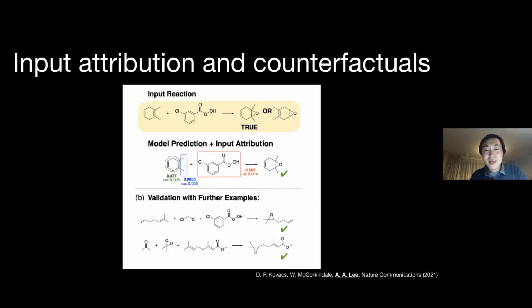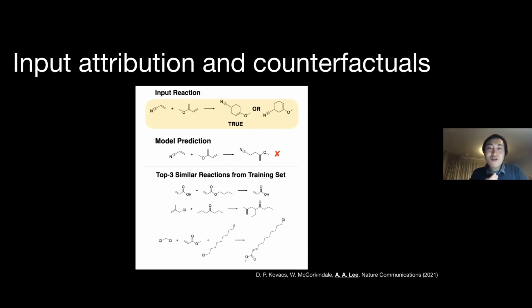We validated with further examples. We can construct fake artificial examples of selectivity between more or less substituted olefins, and we indeed show that the model does learn this electronic effect. If you think about data attribution, this is a Diels-Alder reaction. The model predicts something nonsensical. We ask, why did the model predict something stupid? So we look at which reactions the model deemed the most similar, and lo and behold, those are not Diels-Alder reactions at all. So of course, if you have never seen a Diels-Alder reaction, you will not predict a Diels-Alder reaction.